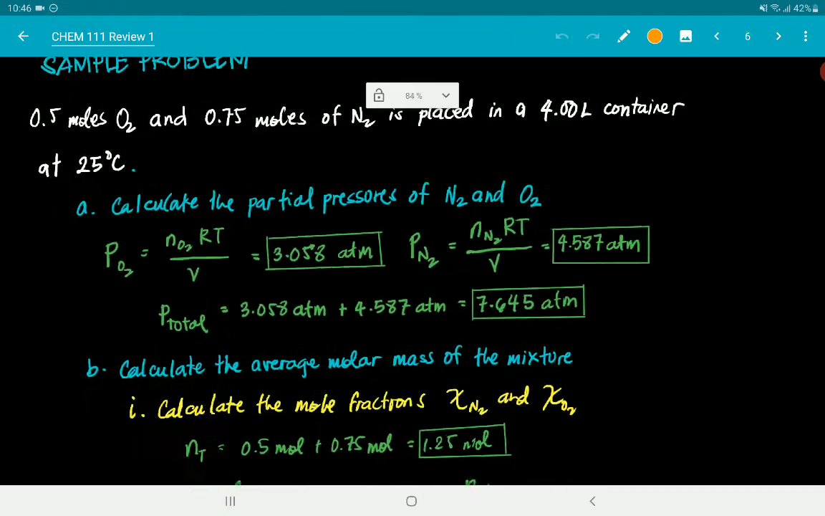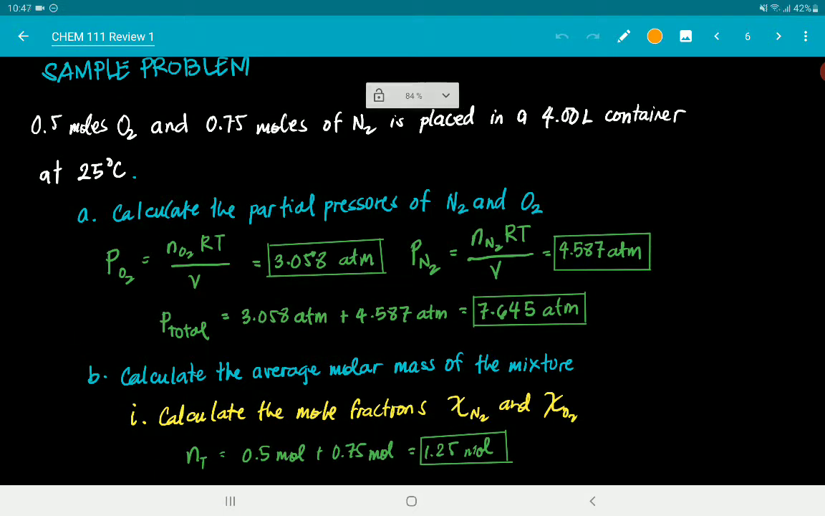Sample problem. So 0.5 moles of O2 plus 0.75 moles of N2 is placed in a 4.00 liter container at 25 degrees Celsius. So letter A, calculate the partial pressures of N2 and O2. So, madali lang siyang kunin dahil meron tayong mga number of moles of each component. So, kunin muna natin yung individual pressures nila. So, for O2, the pressure of O2 is the number of moles of O2 times RT over V. The temperature is 25 degrees Celsius.